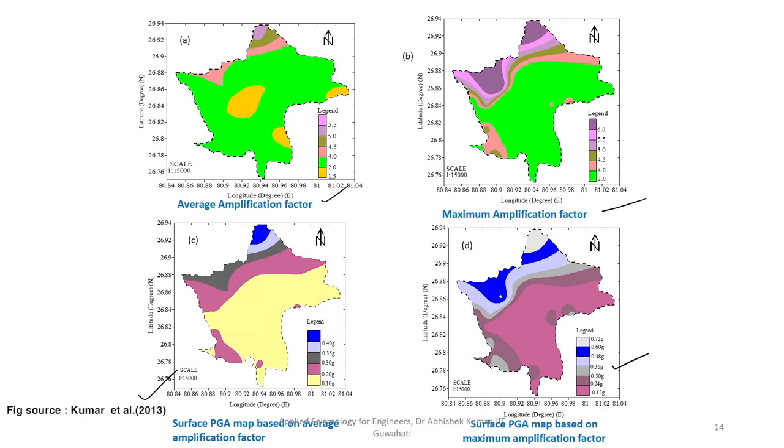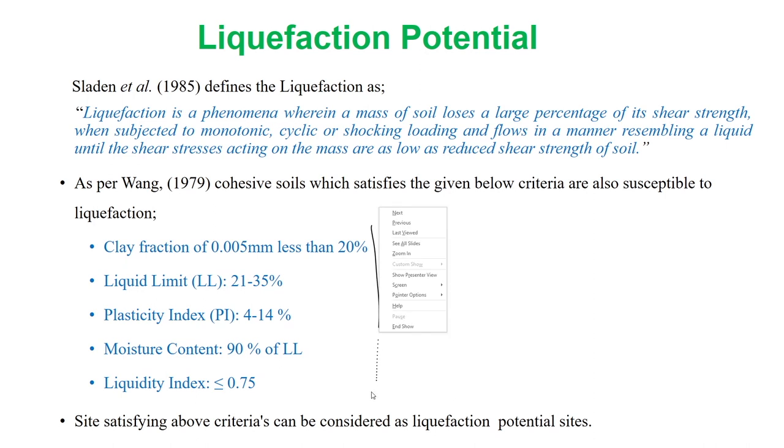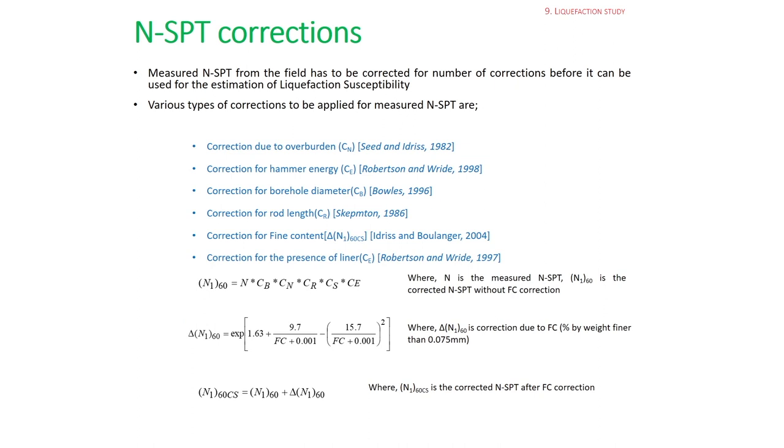which basically will be given as an input for liquefaction understanding. Again, we know liquefaction is the development of excess pore pressure, where the soil loses all of its strength and almost flows like a liquid. The characteristics for identifying potentially liquefiable sites have already been discussed earlier.